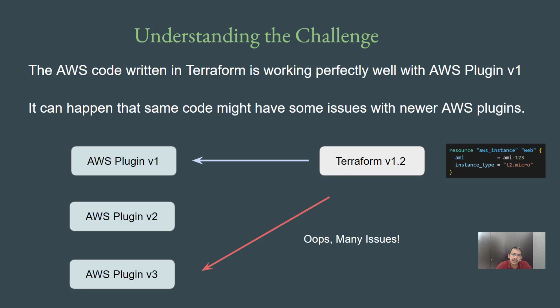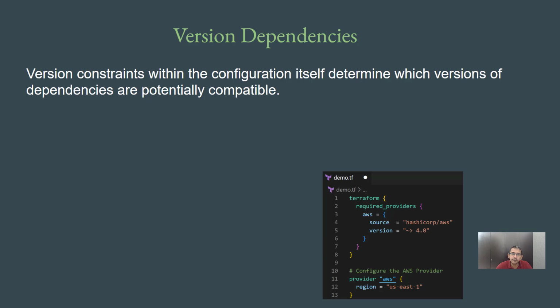Generally this does not happen quite often, but sometimes it is the use case and hence you need to be aware of it. If your code is not working with the latest plugins, you can look into the issues that the plugin has on its GitHub page, or maybe the plugin has introduced some new functionality where it expects certain minor modifications in the code. Now the question is, in production environments, how can we ensure that the code uses only version 1 of the AWS provider plugin? And the answer to this is version constraints.